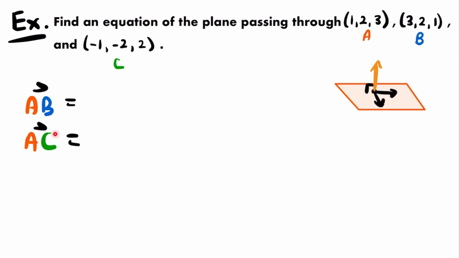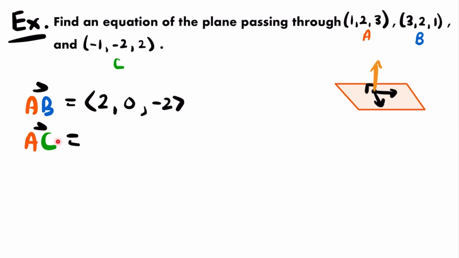Remember that to find a vector in component form using 2 points, you want to subtract the coordinates of the initial point from the coordinates of the terminal point. And so we're going to be subtracting the coordinates of A from B for this vector, and then for this vector, we will be subtracting the coordinates of A from C. All right, but let's start with vector AB. We will have 3 minus 1 for the x component. That will give us 2. Then we will have 2 minus 2 for the y component, which is 0. And then we will have 1 minus 3 for the z component, which is negative 2.